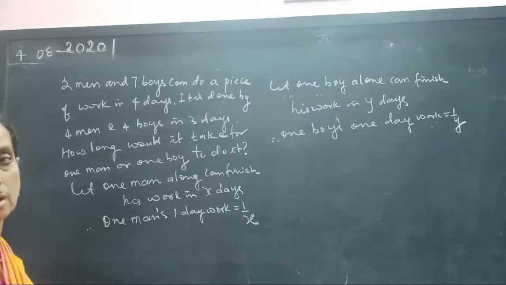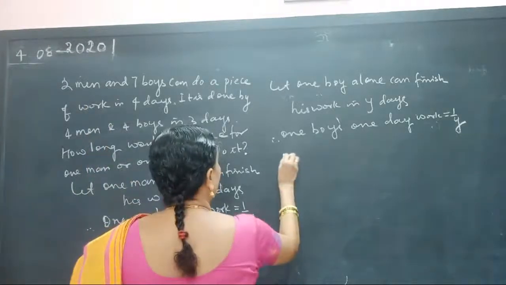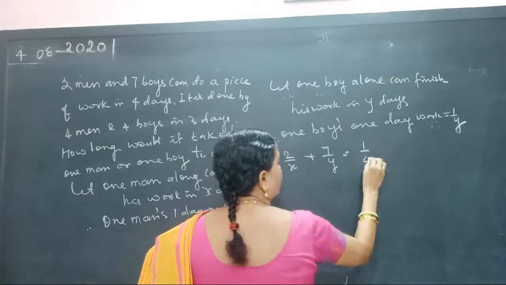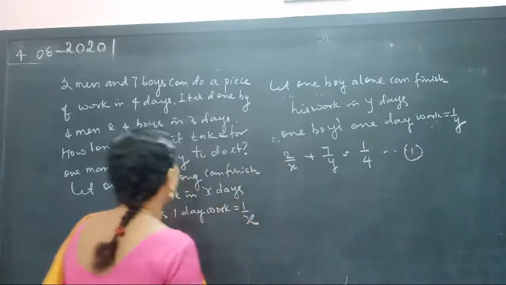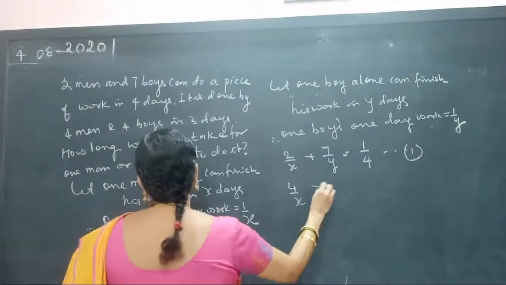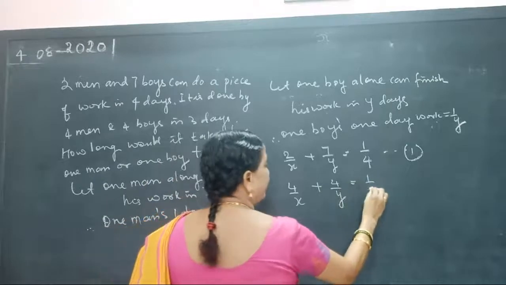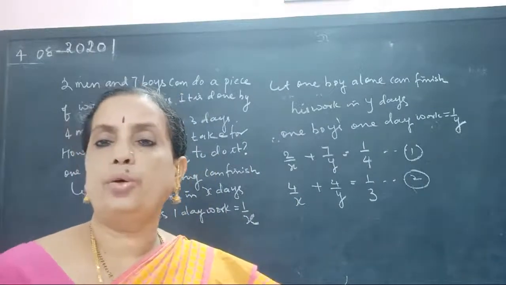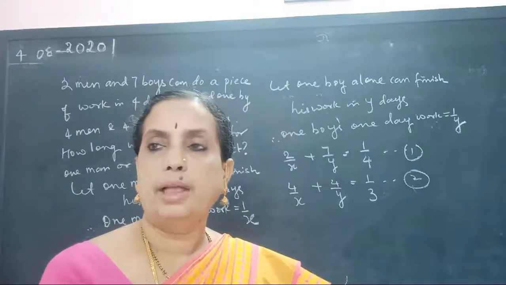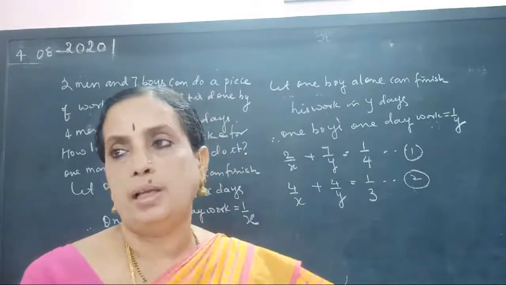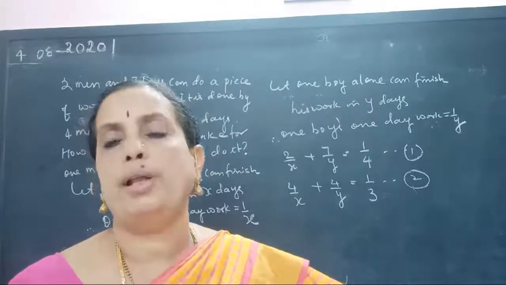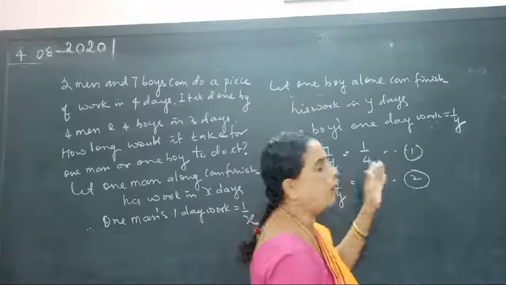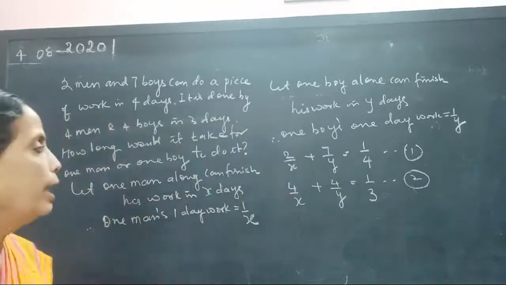According to the statement, we have an equation: 2 men, 2 by x, and 7 boys, 7 by y, can do it in 4 days, this is also in reciprocal form. Then it is done by 4 men and 4 boys in 3 days. This is also in reciprocal form. That means if a man alone can do his work in x days, then one man's 1 day's work will be 1 by x. So the total time taken will be 1 by 3 part. So we have a reciprocal in the LHS as well as in the RHS. Now it should be reducible to linear form.